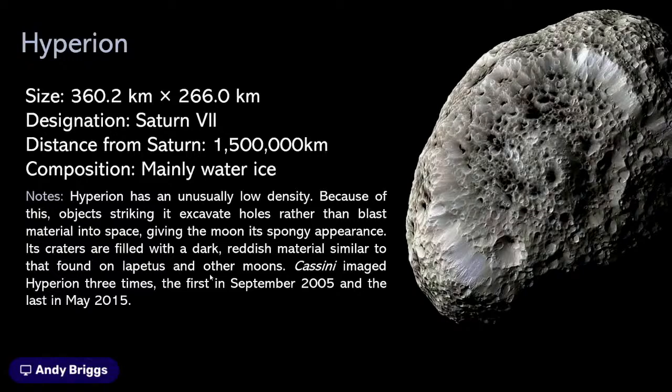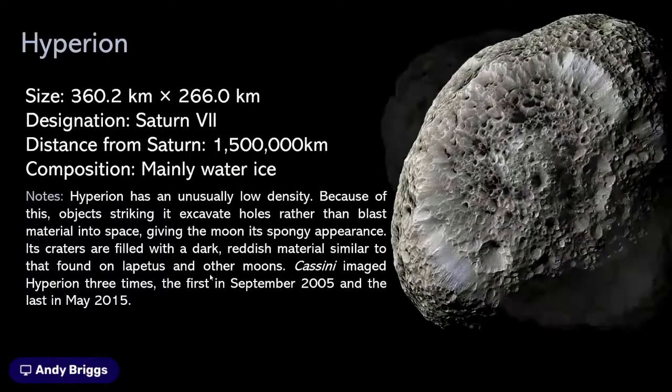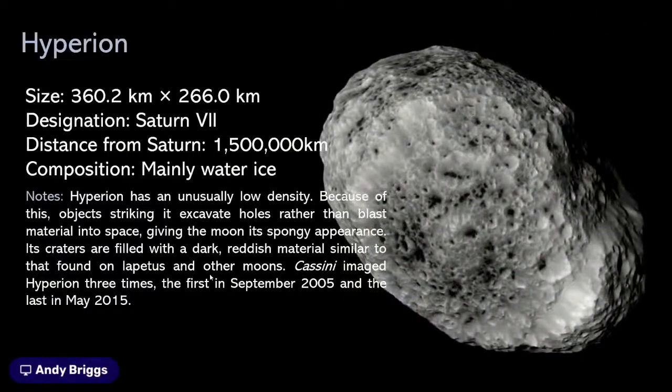As I said, Cassini imaged Hyperion 3 times. The first in September 2005 and the last in May 2015. But Cassini's orbit did not allow it to approach Hyperion any more regularly than that. Only 3 times it managed to fly past the moon. There's a photo from another flyby of Hyperion.